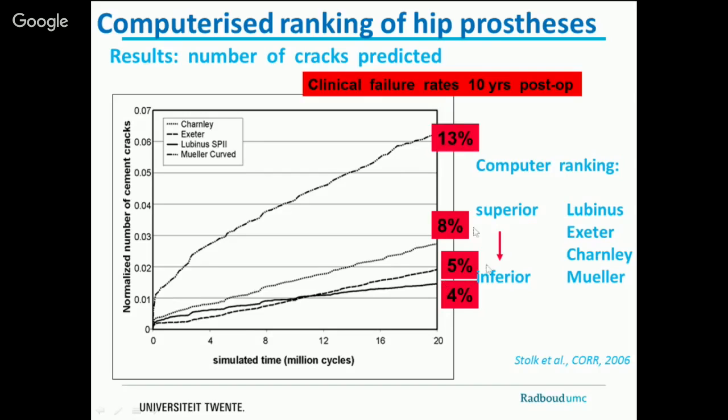So our simulation seems to be related to maybe the clinical performance, although we know that cement cracking is not the only failure mechanism. There are so many other things, but maybe we were a little bit lucky. But I'm sure that the Müller curved stem is failing because of cement failure.